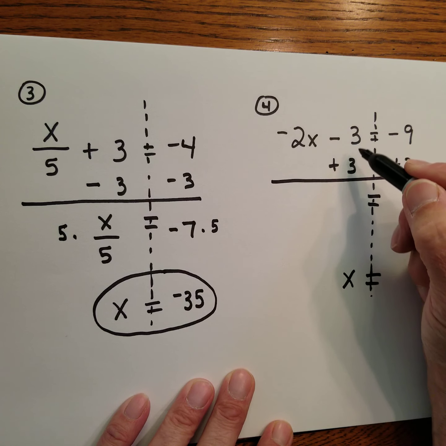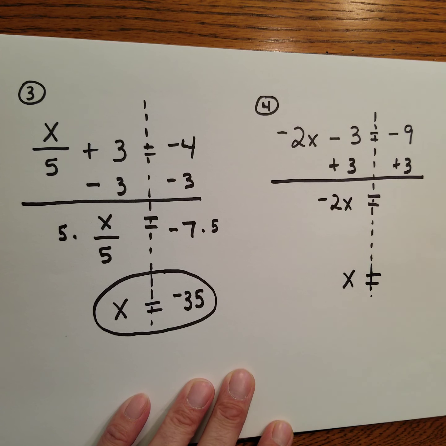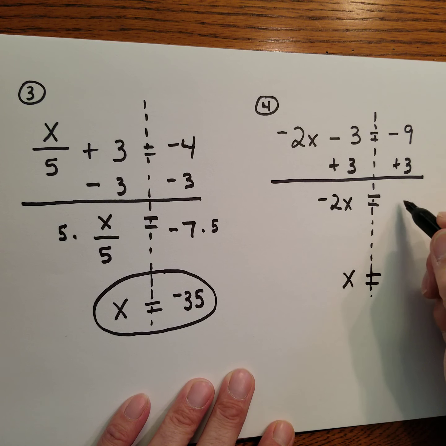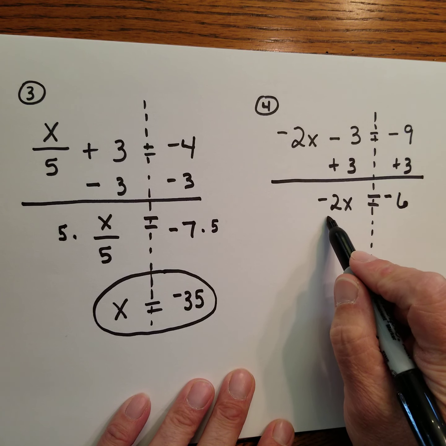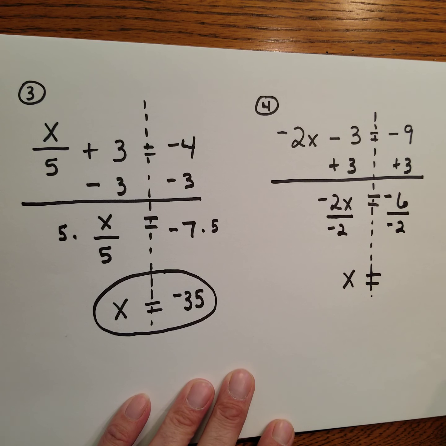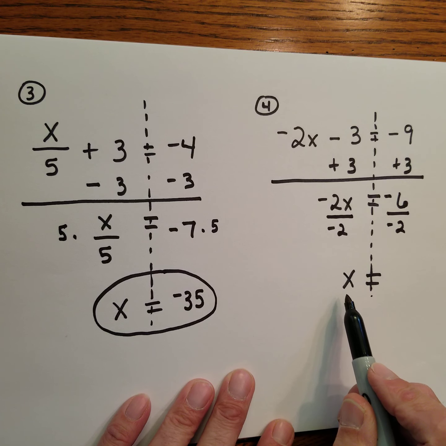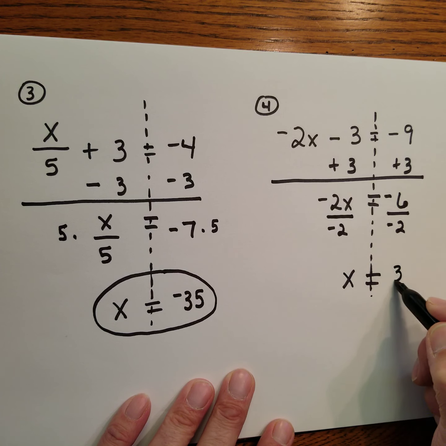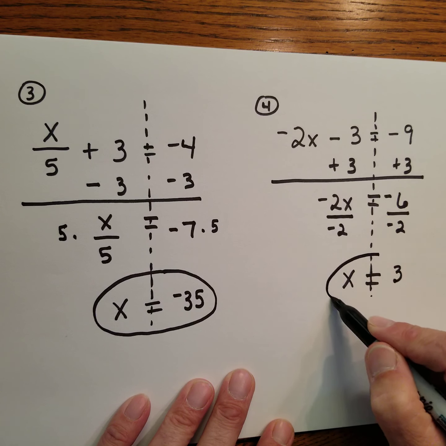When I combine negative 3 and positive 3, I get 0 plus negative 2x. When I combine numbers that have different signs, I subtract, take the sign of the larger number. Now to get x by itself, divide by negative 2. Negative 2 divided by negative 2 is 1x. 6 divided by 2 is 3. And when you divide with 2 negatives, your final answer is positive.